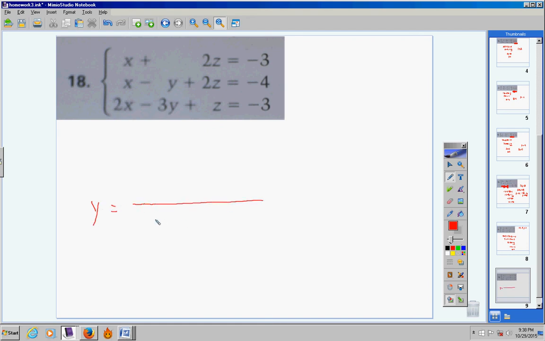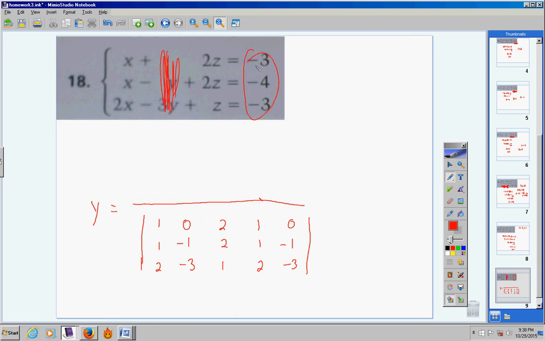For my denominator, I'm going to put my coefficient matrix 1, 1, 2, 0, negative 1, negative 3, 2, 2, 1. Then I'm going to go ahead and copy the first two columns over again. 1, 1, 2, 0, negative 1, negative 3. Now for my top matrix, I'm solving for y, so I'm going to drop out my y column right here and put these in place. So those will go right there in the y, negative 3, negative 4, negative 3.